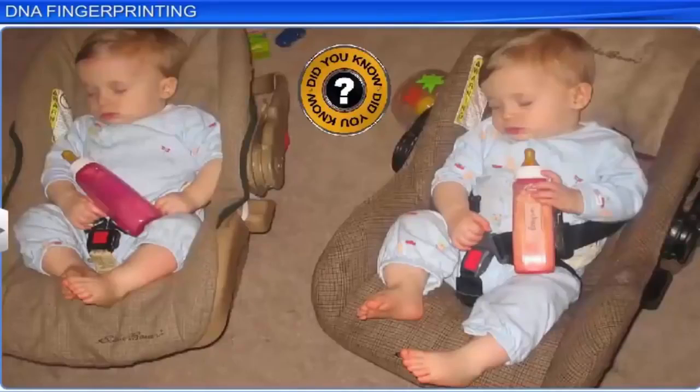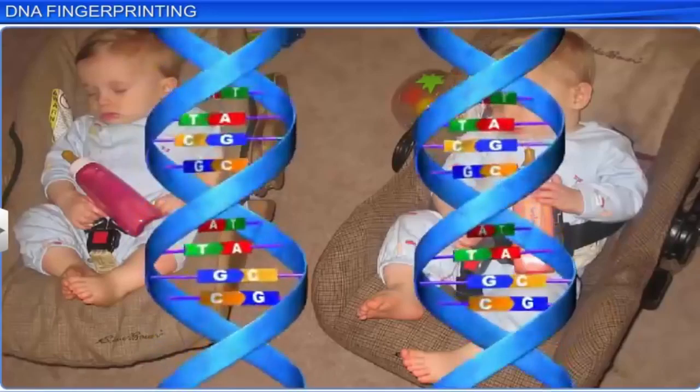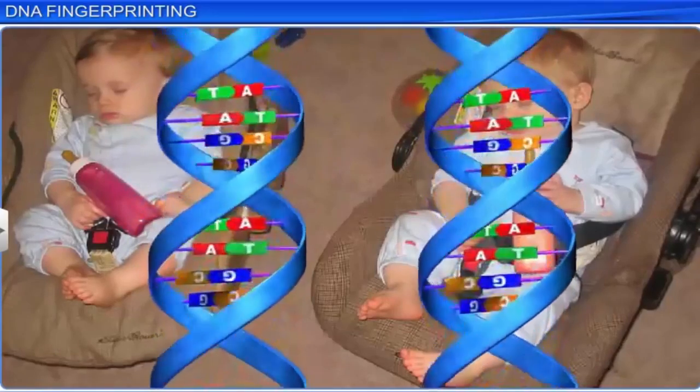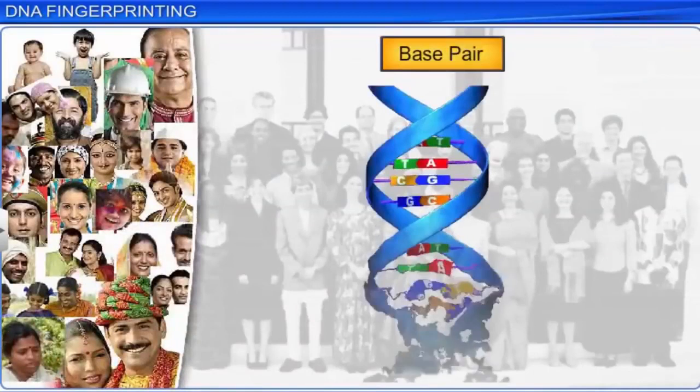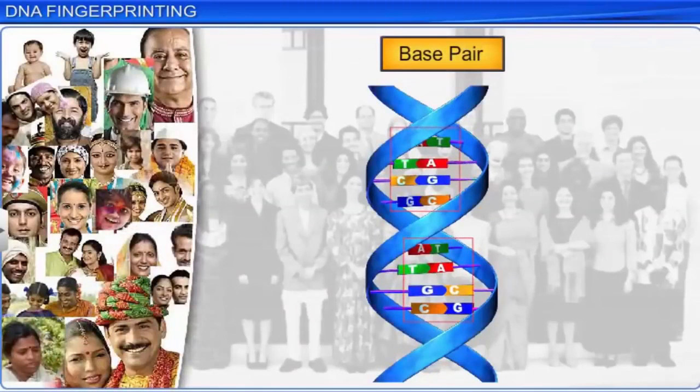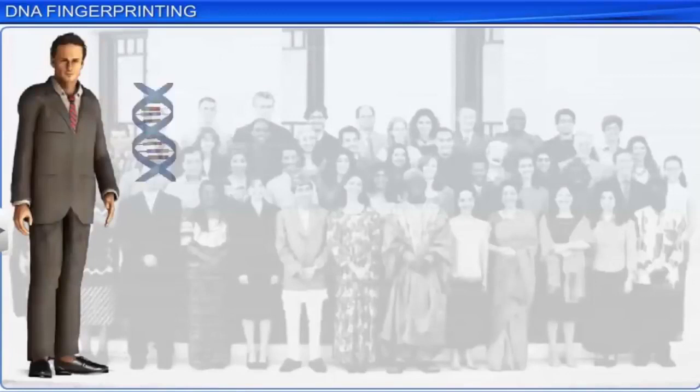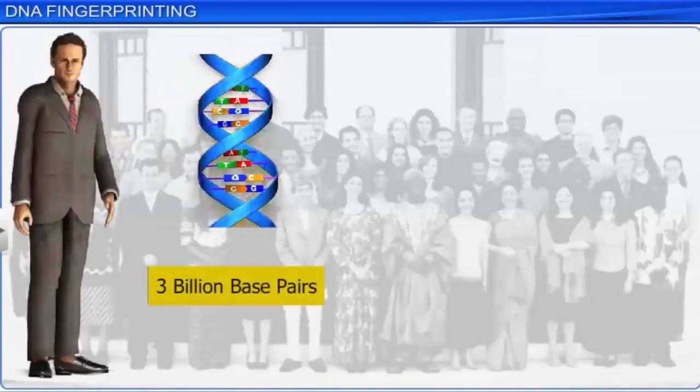Did you know that except for identical twins, it is very unlikely for two individuals to have the same DNA pattern? It is the small difference in base pair sequences of DNA that make the phenotypic appearance of each individual unique. The human genome has about 3 billion base pairs.